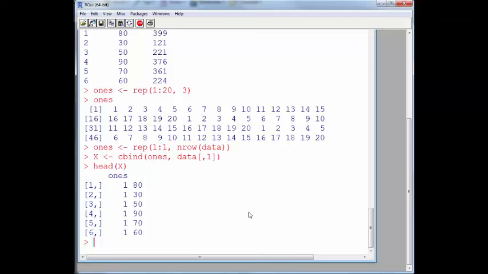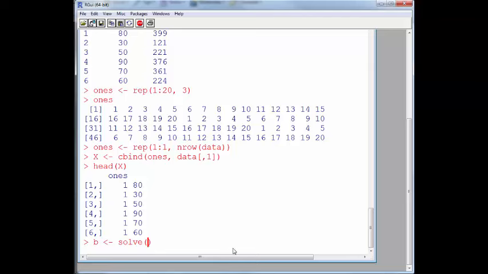Now I can get my least squares coefficients. By the way, the R command for finding the inverse of a matrix is solve. Remember the expression here is that b, my vector of coefficients, equals X transpose X quantity inverse times X transpose times Y. So I'm taking the inverse here.